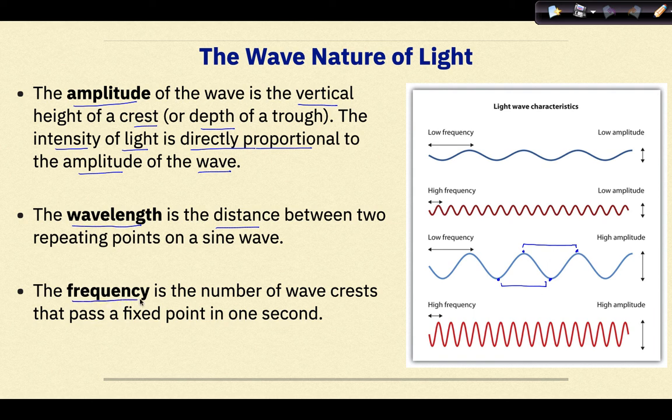That is what we define as wavelength. The frequency is the number of wave crests that pass a fixed point in 1 second. So in this chart, we can see the difference between low frequency and high frequency in terms of low amplitude, and low frequency and high frequency in terms of higher amplitude.